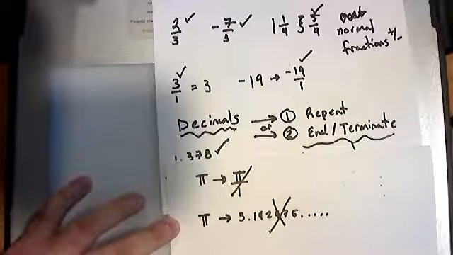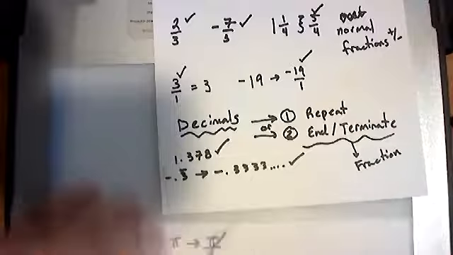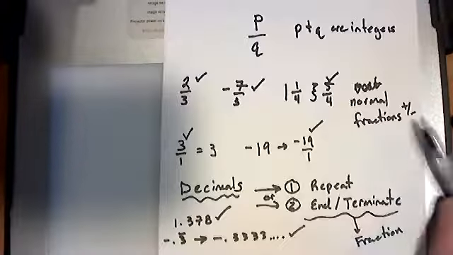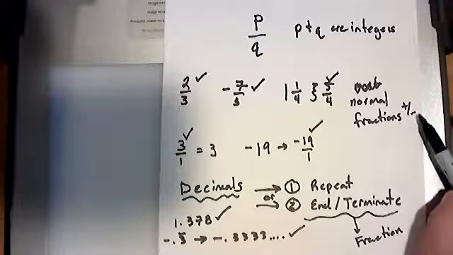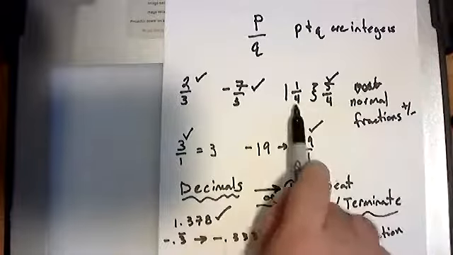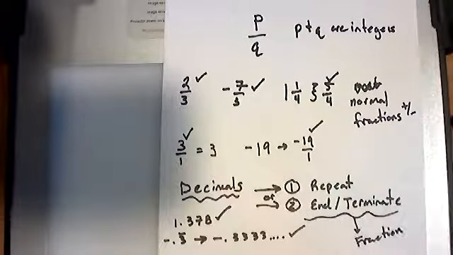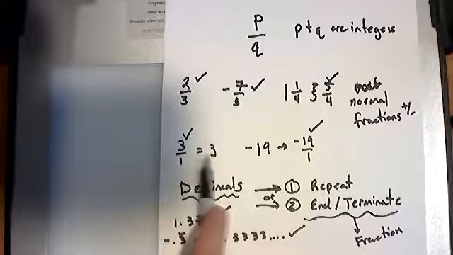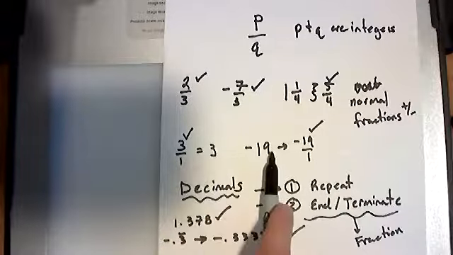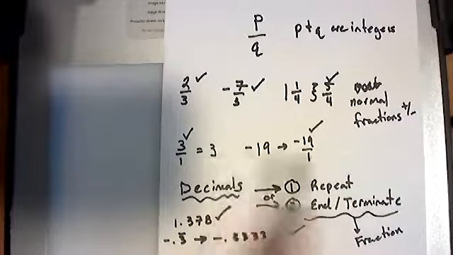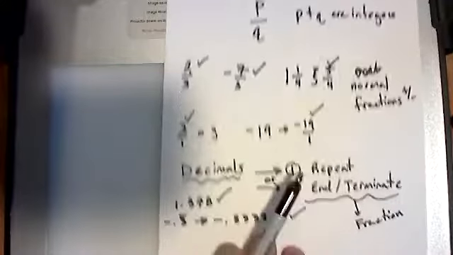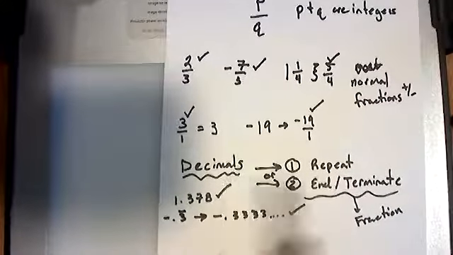Am I making sense? Okay, so let's review real quick. How do you know if a fraction is rational? Any normal fraction is rational. If it's positive or negative, if it's a normal fraction, mixed number, improper, doesn't matter, they're all rational. If it's a regular number, 3 or negative 19 or a million, it's rational because you can write it as a normal fraction. The decimals, the easiest way to do this is just to memorize this.